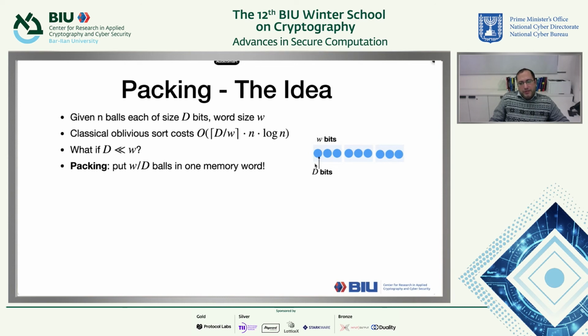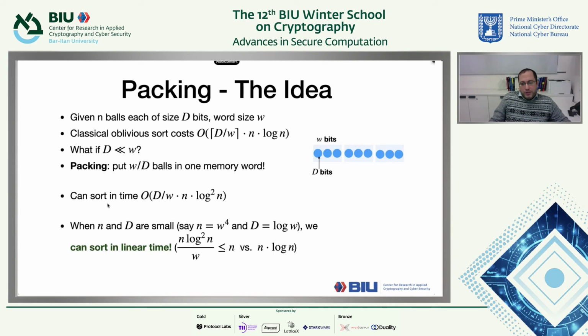In particular, one RAM word can contain a lot of balls and not just one. So the idea is to use packing. We can put D over W over D balls in one memory word. And then we can sort in time, instead of having the ceiling, we can just remove the ceiling, in time which is D over W and log square n.